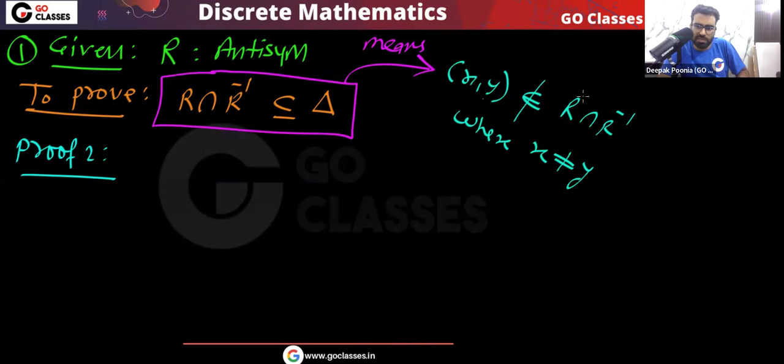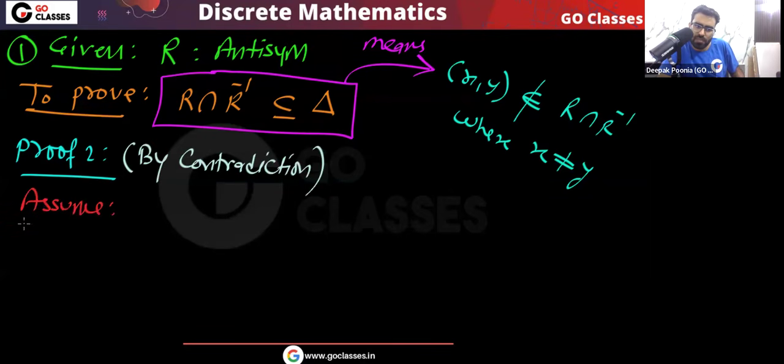So basically this is what we need to prove: if R is antisymmetric and x and y are different, then this type of ordered pair x comma y will never belong to R intersection R inverse. So let's use proof by contradiction. For a moment, assume that this ordered pair x comma y belongs to R intersection R inverse.